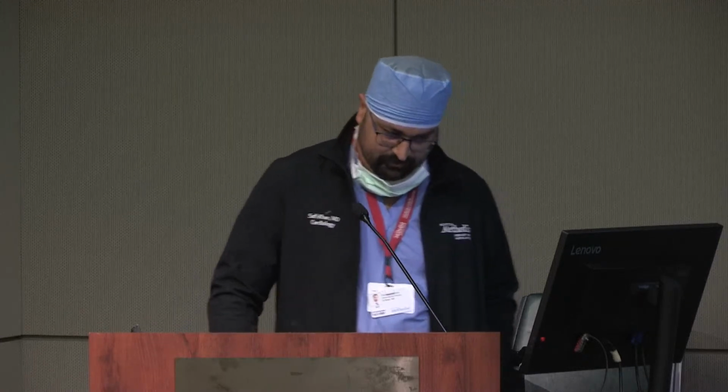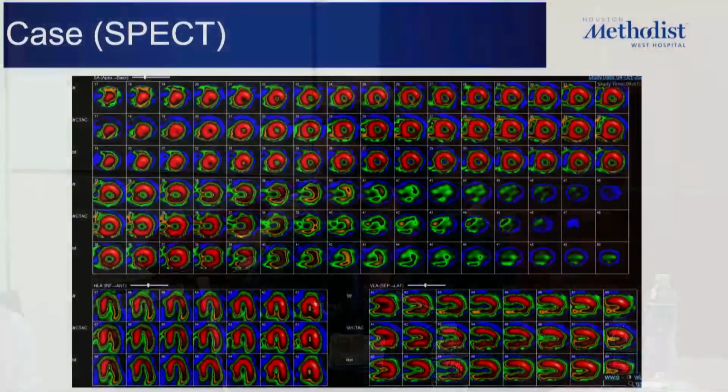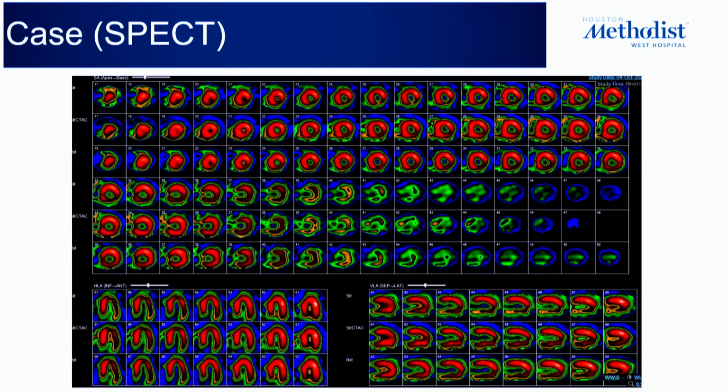But when we do an MPI, at what point can I say I can treat medically this patient versus move to angiography? For this patient, he has no known history of CAD, and now you're looking at a fixed perfusion defect, where one of the top differentials is myocardial infarction. So you need to know the differential. You need to know why this patient infarcted. We still don't know. Treat medically what?